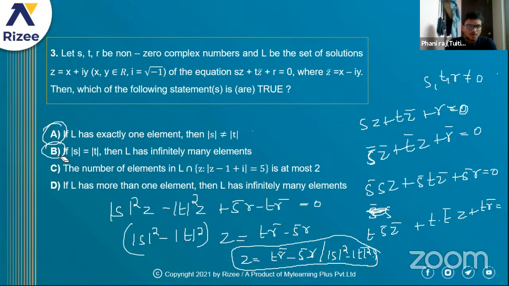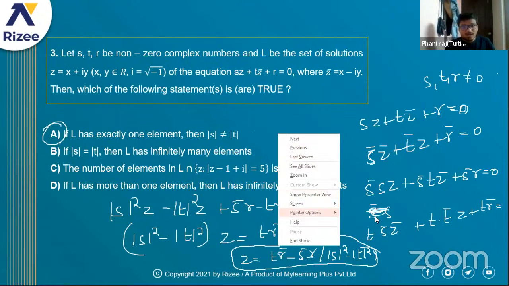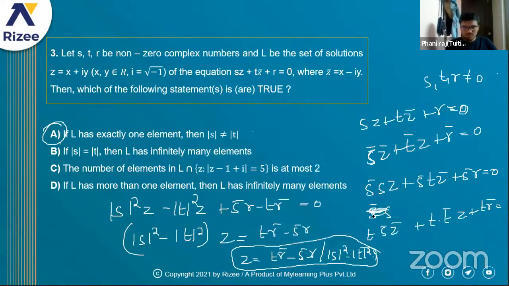I think option B is wrong because you see it's incomplete. If it said L has infinitely many elements or 0 elements, then it would be correct, but they did not give 0 elements. We excluded that case here.